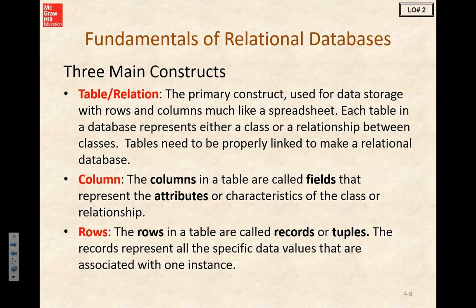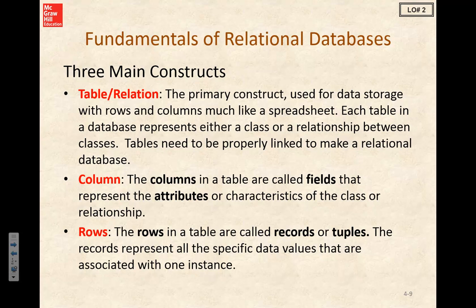We're going to find three main constructs here with our relational database. Okay? We're going to have a table relation, which is the primary construct used for data storage with rows and columns, much like a spreadsheet. Each table in a database represents either a class or a relationship between classes. Tables need to be properly linked to make a relational database.